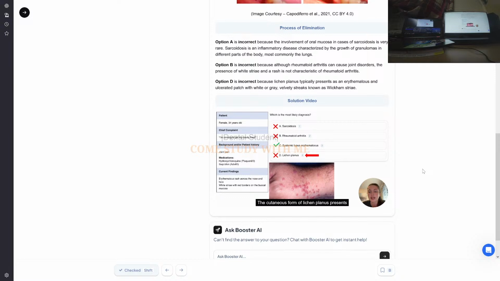The cutaneous form of lichen planus presents with purple papules with lacy white lines known as Wickham striae. So that's what we're seeing in this picture. These are typically found on the wrist, lumbar region, and the shins. Now, oral lichen planus has two forms, reticular and erosive.